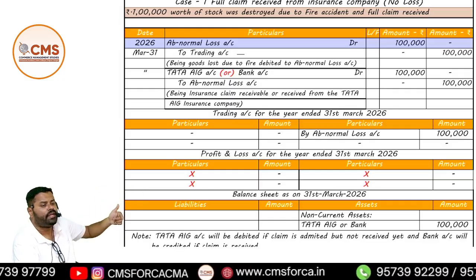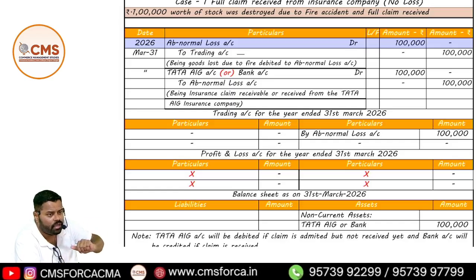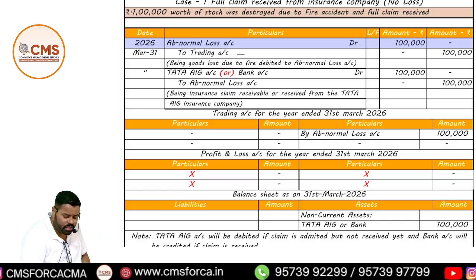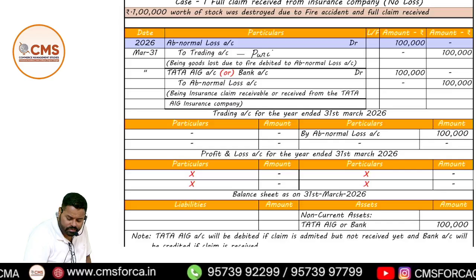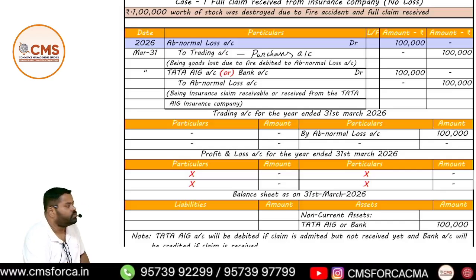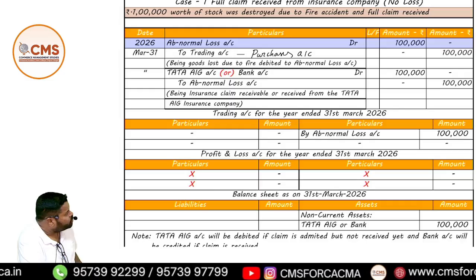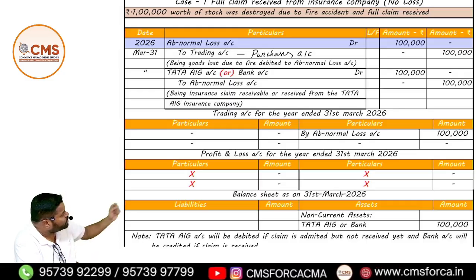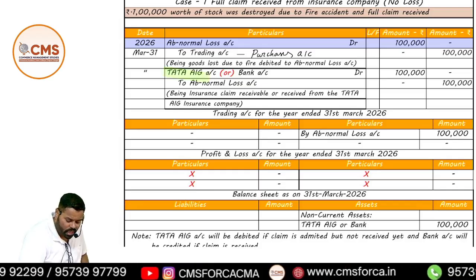So the first account that is created is your abnormal loss account. It will be created from trading account if it is happening at the end of the financial year. If it happens in the middle of the financial year, the same thing will be routed through an account called purchases account. This first point, is it clear? Next up, look at the second one. I have taken an example that the insurance is taken from a company called Tata AIG.